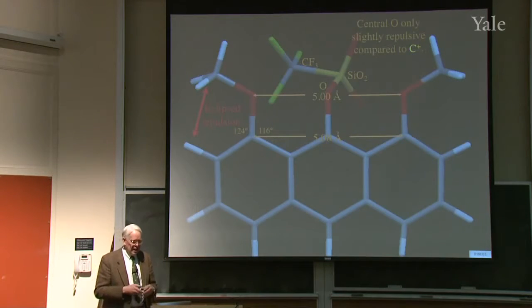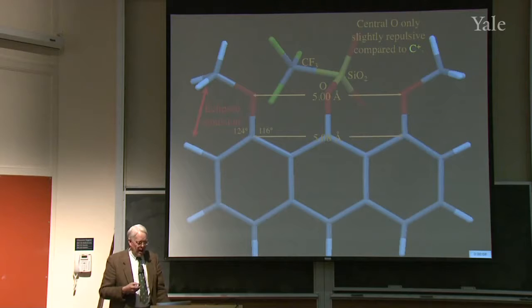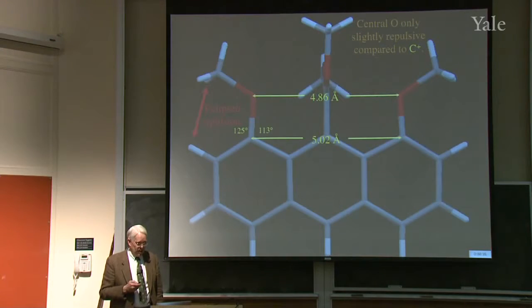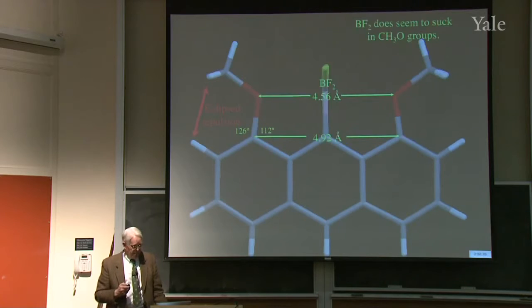Now, you can put instead of a positive carbon, you can put oxygen in the middle with this extra group on it, and that does push them further apart, but still they're bent in a little bit, right, as compared to the carbon. But the central oxygen is only slightly repulsive compared to the carbon. So the carbon's not pulling things in at all. It's pushing them out, trying to fight against that hydrogen pushing into the methyl out on the side.